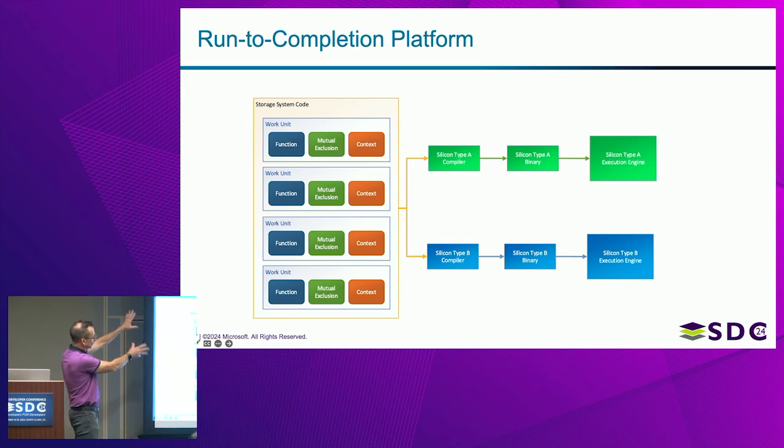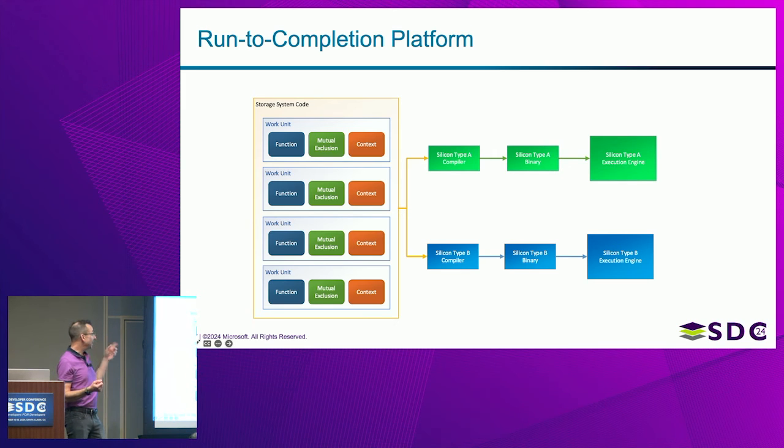All of this code that we're talking about is just a whole bunch of these work units. And a work unit is just three things: I want to run this function, I want to have this mutual exclusion, and this is my context. Any two things that use the same mutual exclusion are kept from running at the same time by definition, otherwise it wouldn't be much of a mutual exclusion.